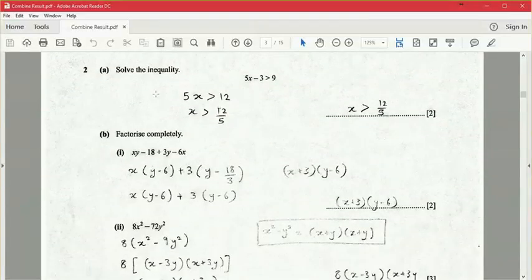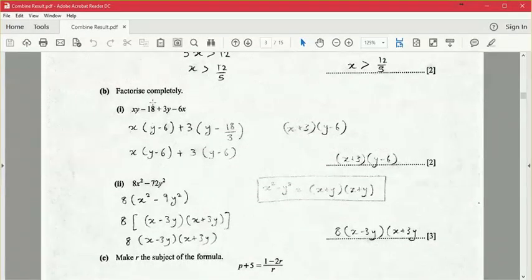The second question asks us to solve this inequality, 5x minus 3 greater than 9. This is quite easy. We only rearrange the inequality to give us x greater than 12 over 5.